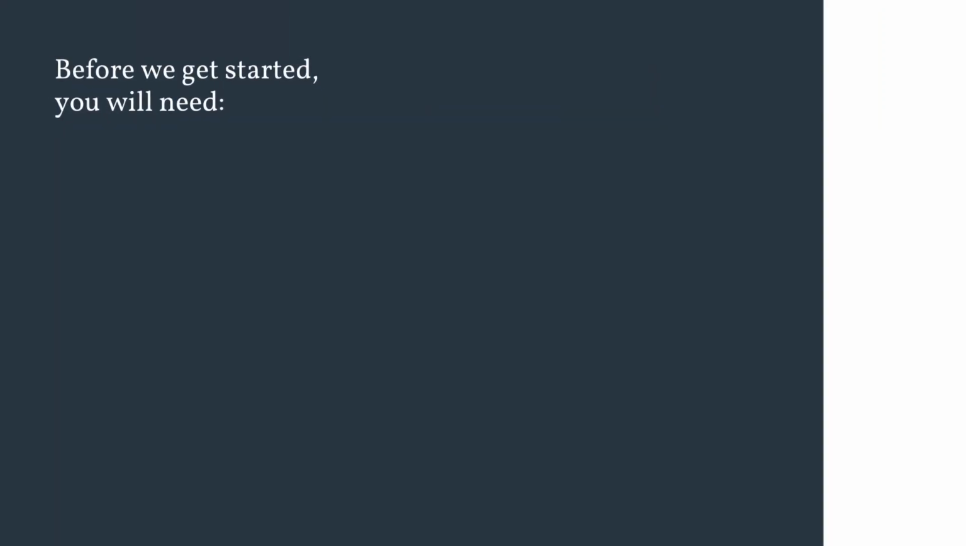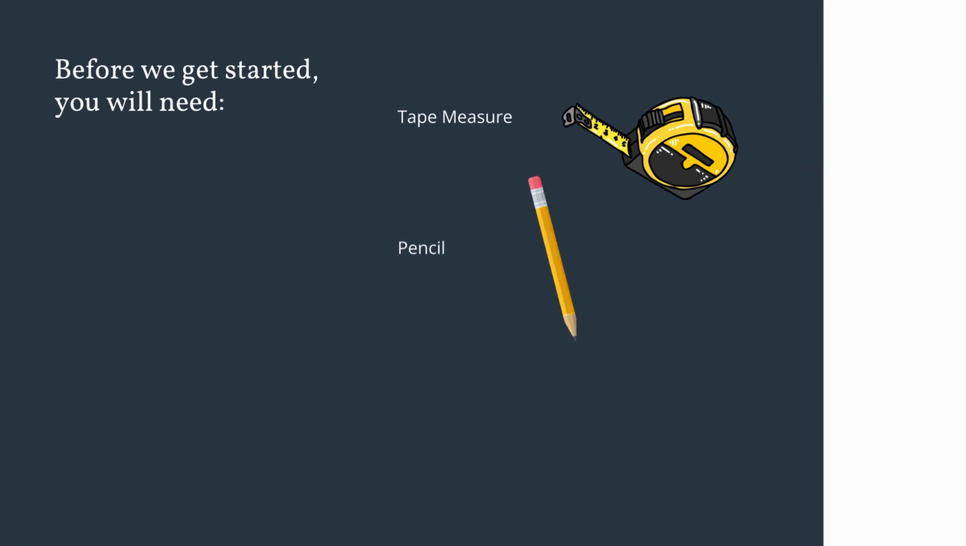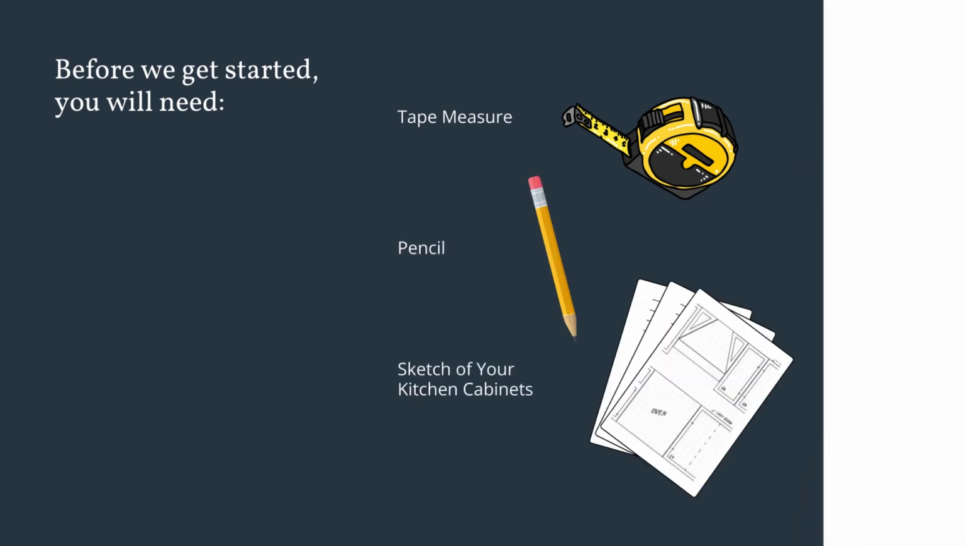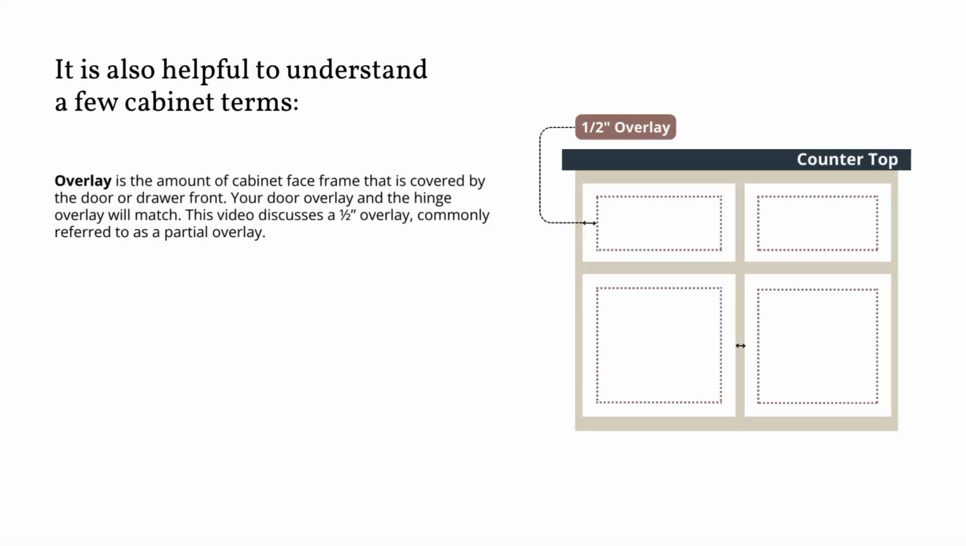Before we get started, you will need a tape measure, pencil, and a sketch of your kitchen cabinets. It is also helpful to understand a few cabinet terms. Overlay is the amount of cabinet face frame that is covered by the door or drawer front. Your door overlay and the hinge overlay will match. This video discusses a 1/2 inch overlay, commonly referred to as a partial overlay.